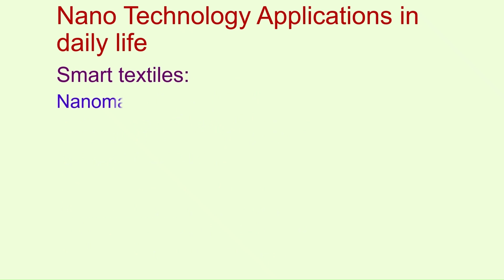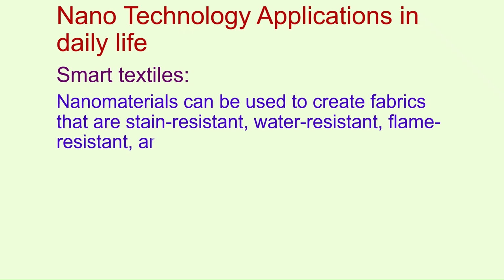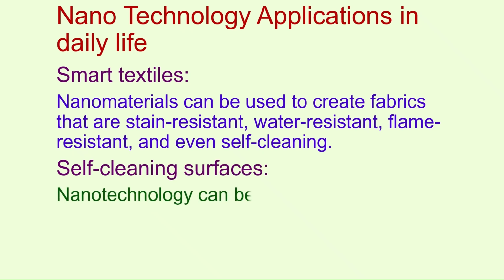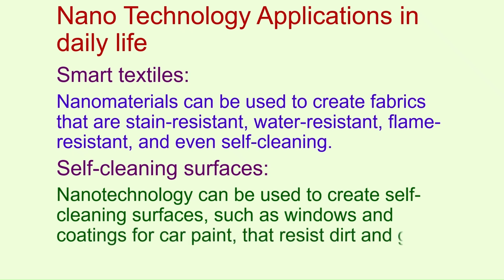Smart textiles. Nanomaterials can be used to create fabrics that are stain-resistant, water-resistant, flame-resistant, and even self-cleaning. Self-cleaning surfaces. Nanotechnology can be used to create self-cleaning surfaces, such as windows and coatings for car paint, that resist dirt and grime.